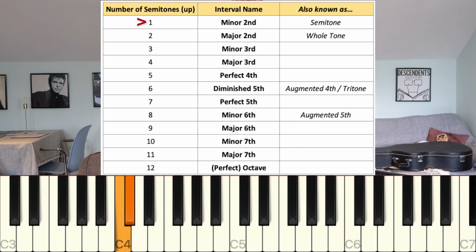One semitone is a minor second, two semitones is a major second, three semitones is a minor third, four semitones is a major third, five semitones is a perfect fourth, six semitones is a weird one because it's an augmented fourth or a diminished fifth, or we can call it a tritone. Seven semitones is a perfect fifth, eight semitones minor sixth or augmented fifth, nine semitones is a major sixth, 10 semitones is a minor seventh, 11 semitones is a major seventh, and then 12 semitones is an octave.